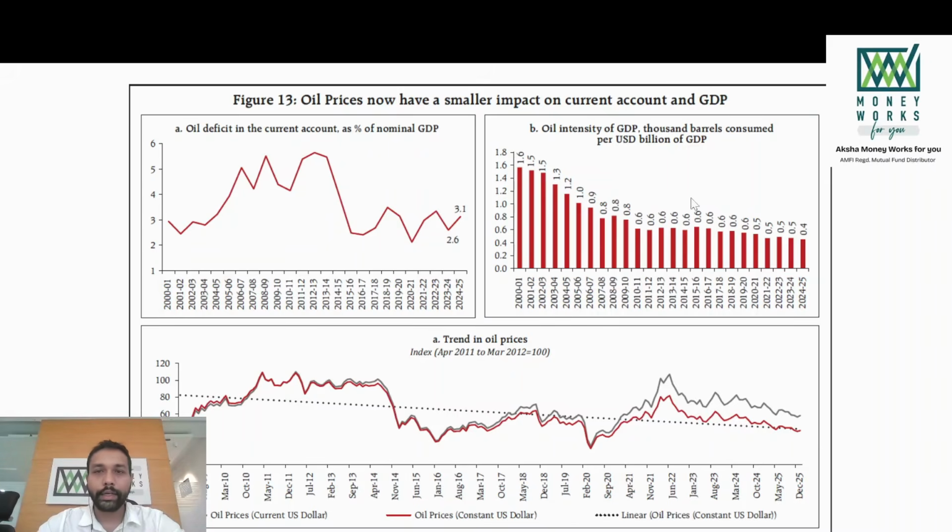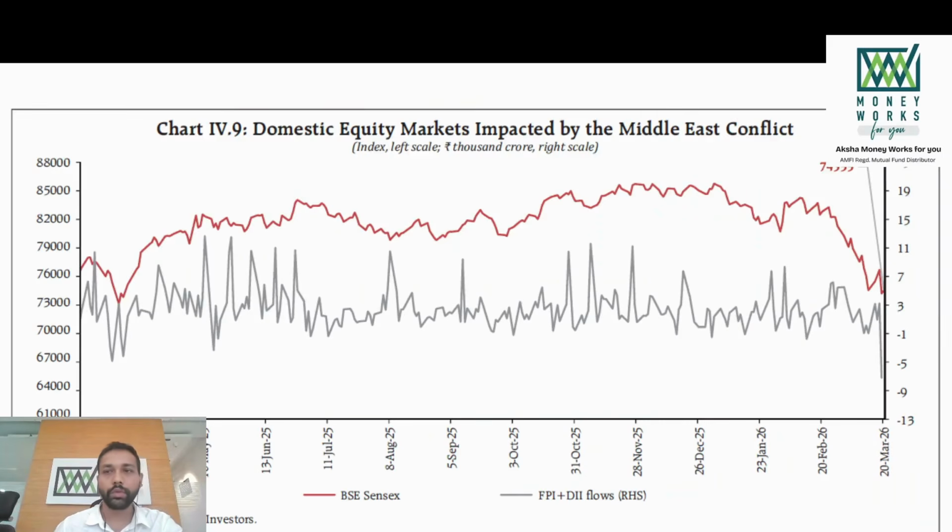Also oil intensity per GDP: there has been less oil consumed per dollar of GDP. So this is the trend. Oil intensity has a long-term declining trend. So in the long term, we are not affected as much as we earlier used to be, getting more impacted by oil prices.